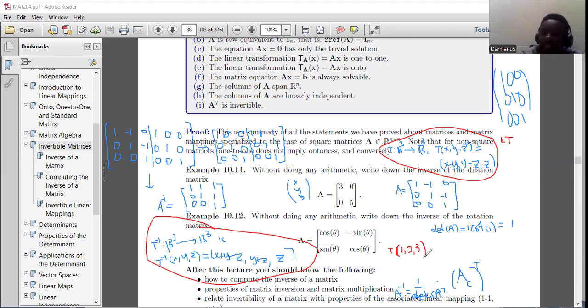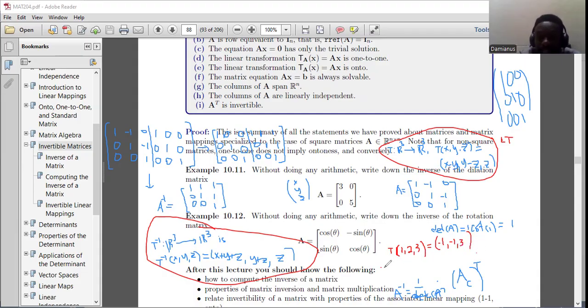So what does T do to (1, 2, 3) from R3? Well, it will give me x minus y, so it's 1 minus 2, which is minus 1. It gives me y minus z, so 2 minus 3 is minus 1. And lastly, it gives me z, which is 3. So that's what T does to (1, 2, 3).